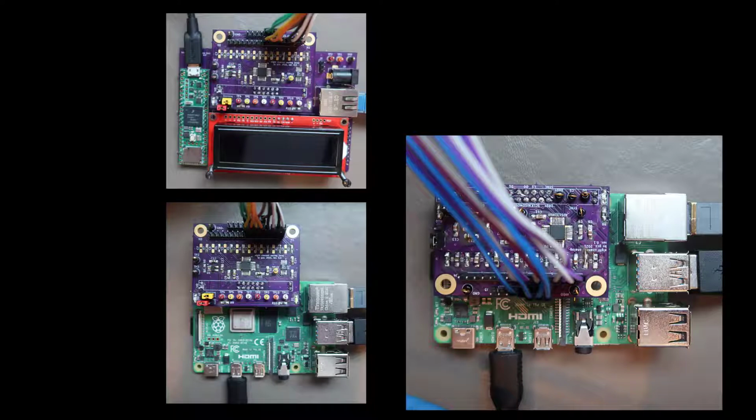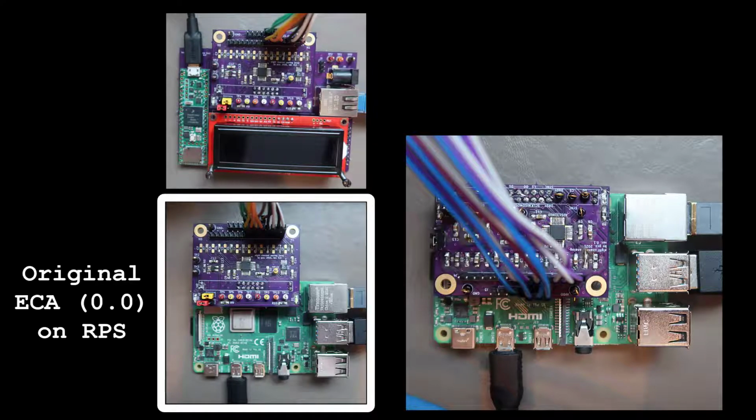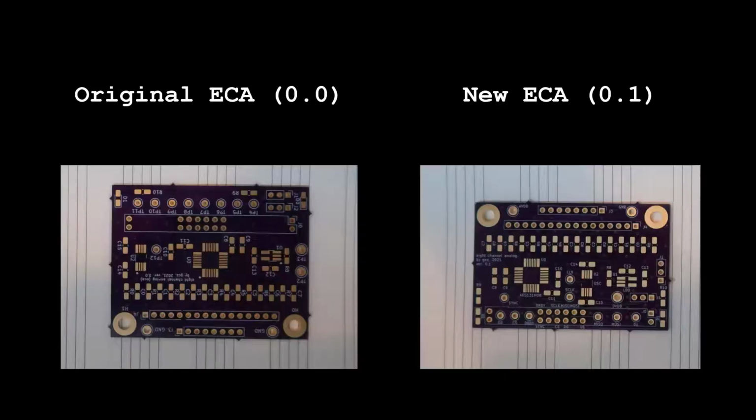Before I start the test, I need to mention one change I made to the 8-channel analog board. Here is the original ECA on the TPS board. This physical arrangement made sense to me when I designed the ECA. However, when I looked at the ECA attached to the Raspberry, it projects out way too far. So I redid the PCB layout to rotate the board 180 degrees and resize it to fit within the Raspberry footprint. Here they are side by side.